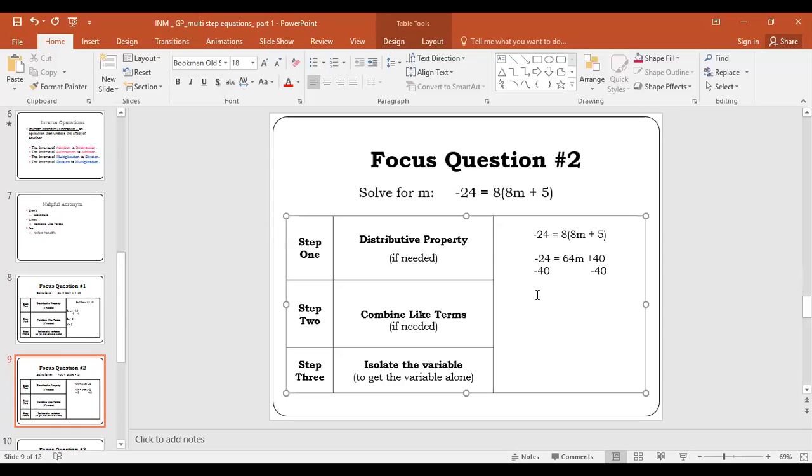Negative 40 and negative 24. Negative 64, right. This is the other part of the integer rules that you have to remember. Same sign together, we add them. Negative 64m, and I remember my minus sign. That's the biggest single mistake area in algebra, is forgetting the sign. So now I can divide both sides by 64.